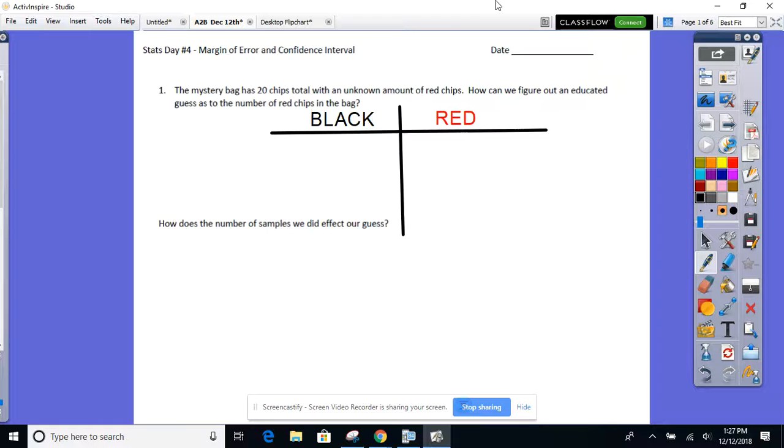Okay, so that's what I'm going to show you today. Because the population is so large, I may not get the true average, but I can at least be in the ballpark and be pretty close to the average.